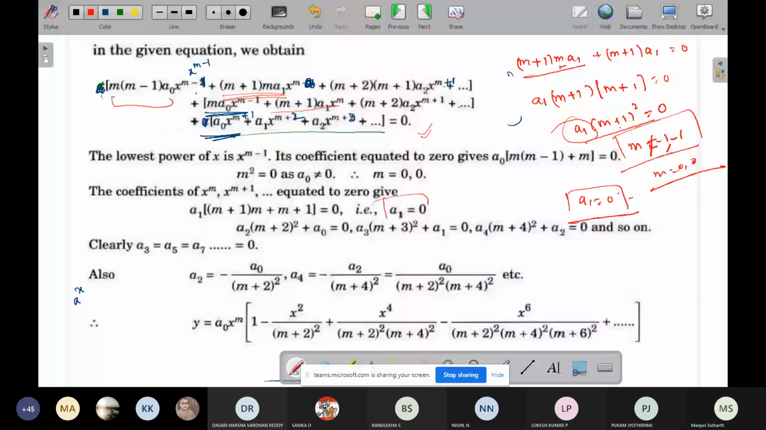Now comparing the coefficient of x power m plus 1. One coefficient I will get from here, m plus 2, m plus 1, a2. Then m plus 1 coefficient I will get from here, a2, m plus 2, right? And one coefficient I will get from here, a naught only, equal to 0. So from here, these two terms, take a2 and m plus 2 common.